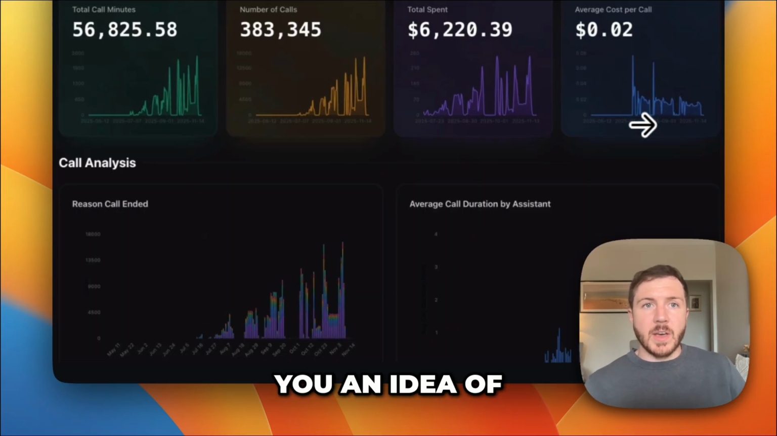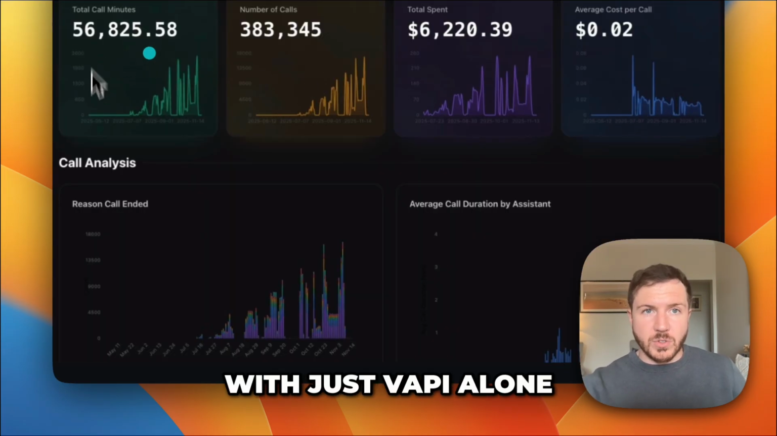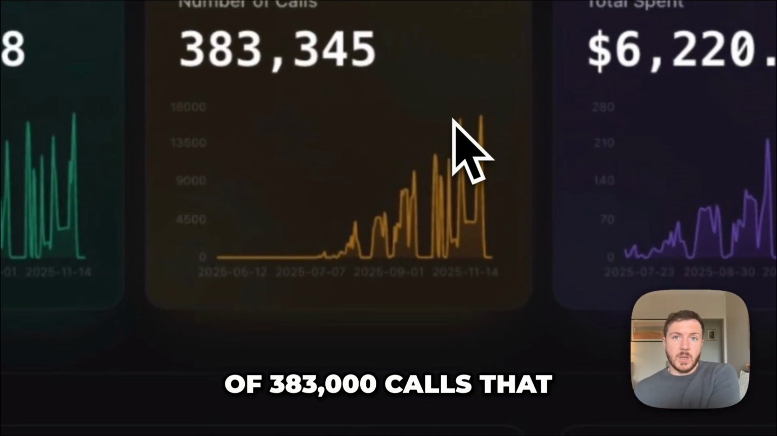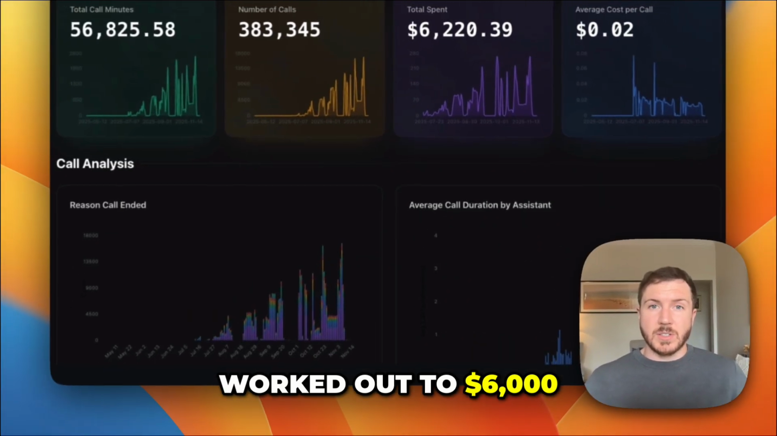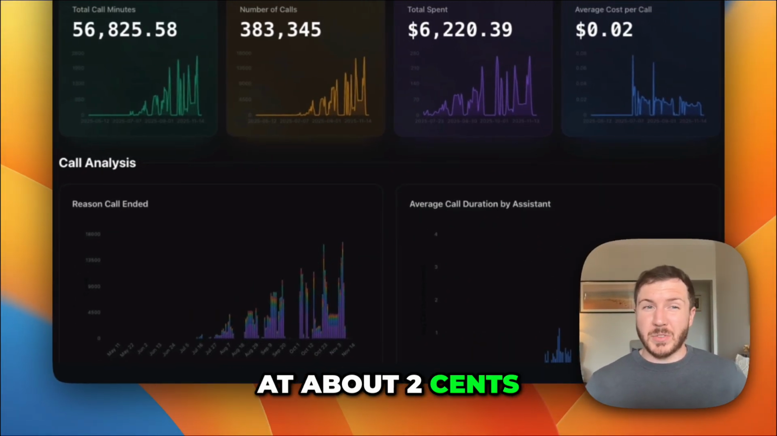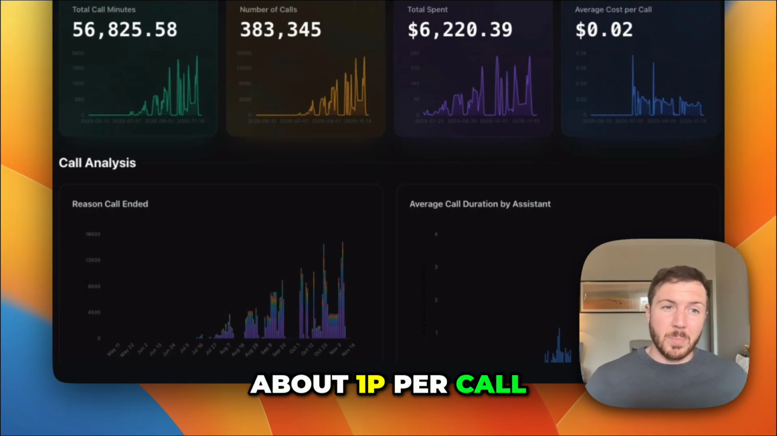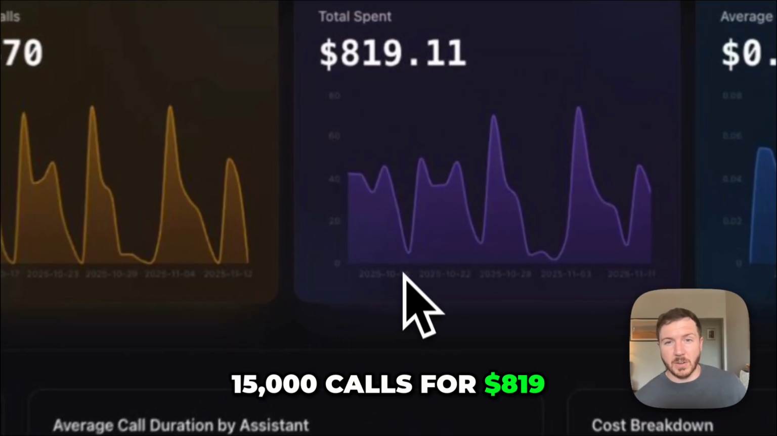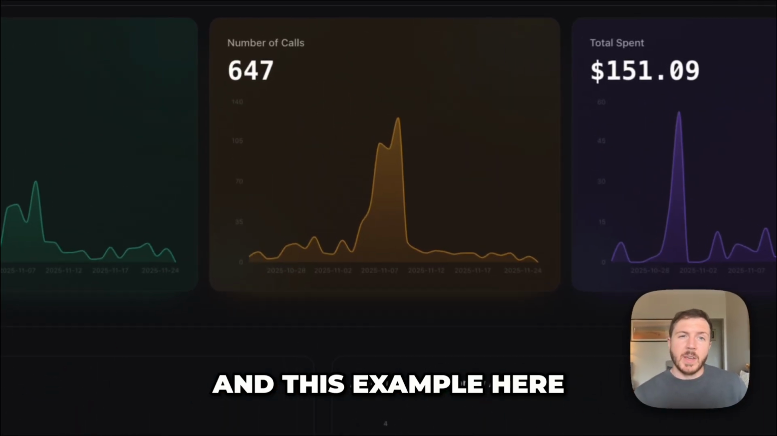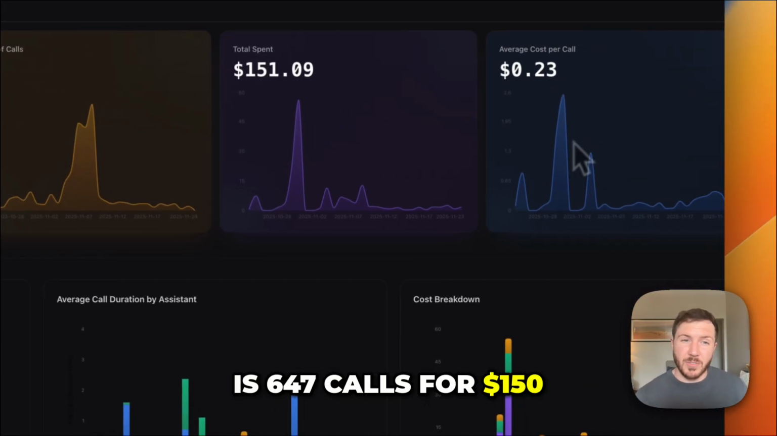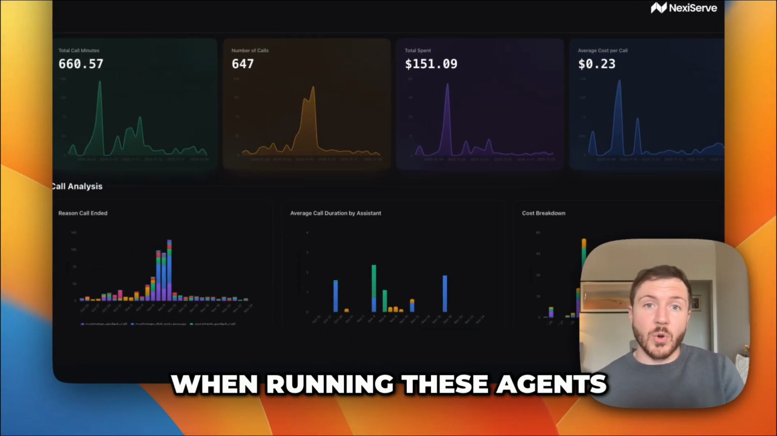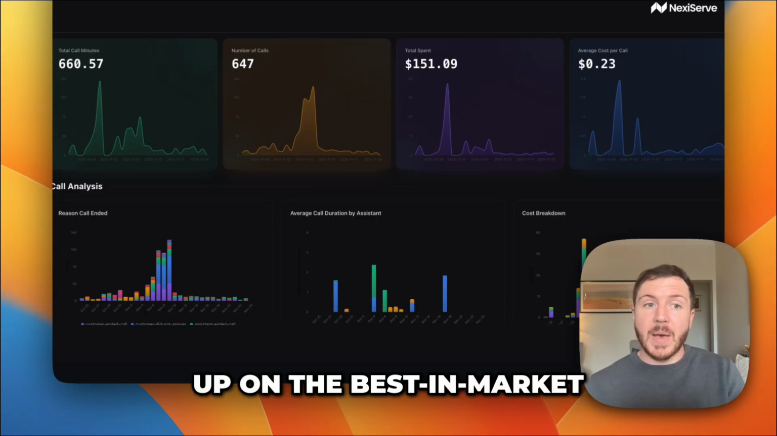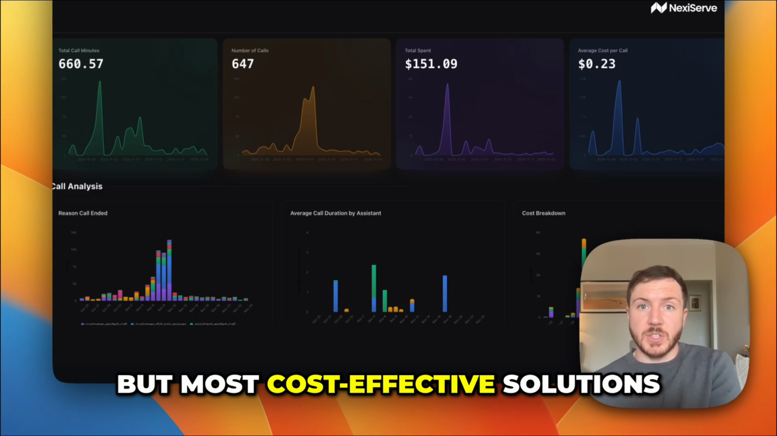But here's to give you an idea of what that looks like with just VAPI alone. So here's an example of 383,000 calls that worked out to $6,000. So that's around £4,000, about 2 cents per call. Again, about 1p per call for VAPI alone. This example here, 15,000 calls for $819, so around £500. And this example here is 647 calls for $150. So again, the usage cost when running these agents and workflows is very, very minimal. So we set them up on the best in market, but most cost effective solutions available.